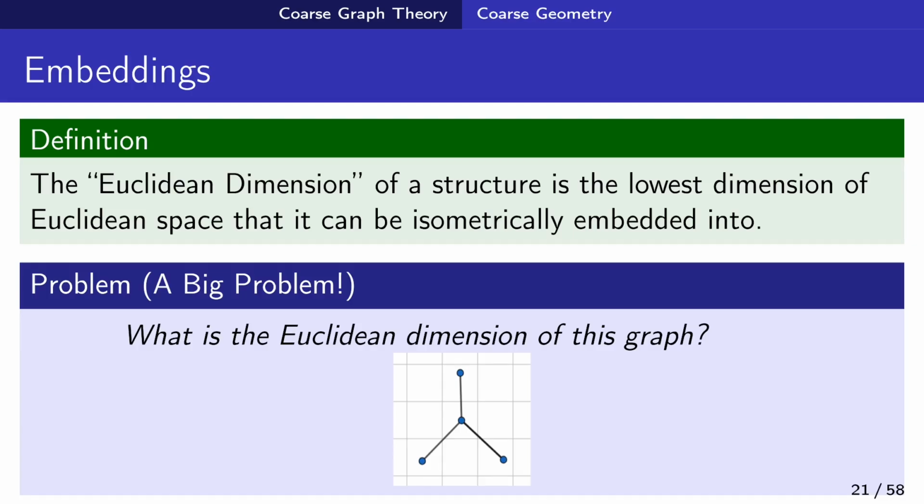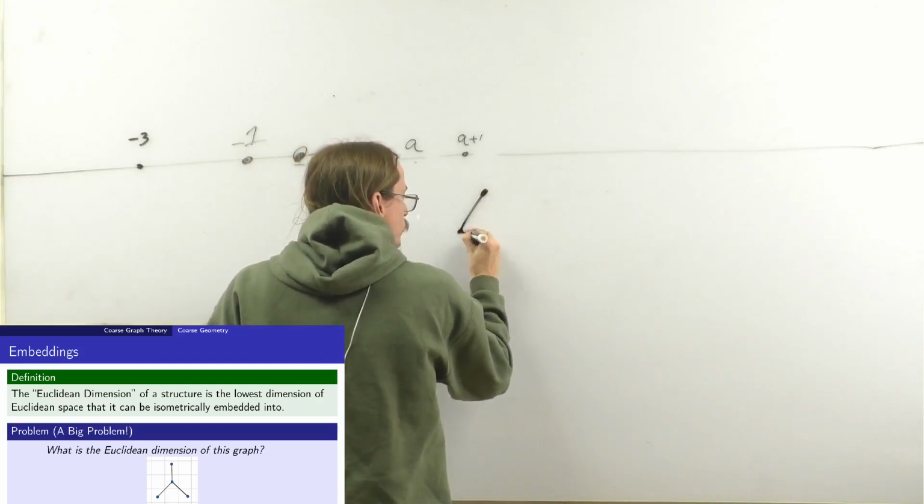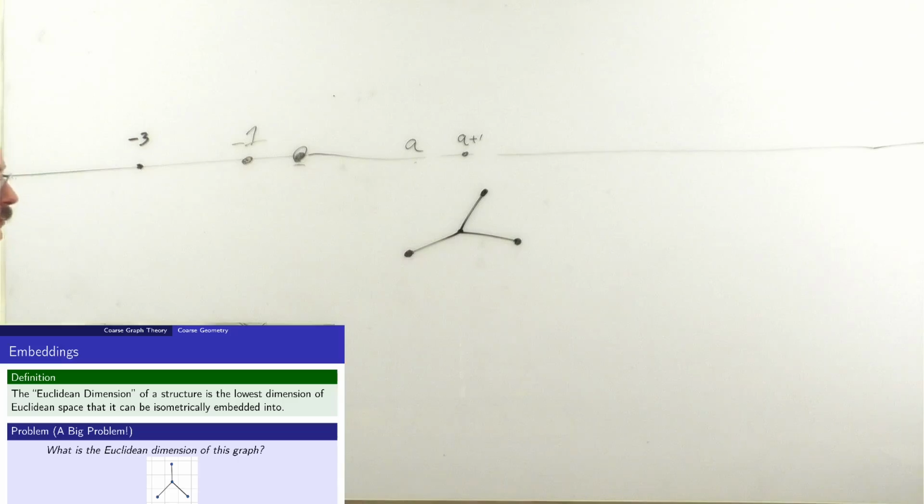How about that thing? That thing is a point. Then we've got 3 little spokes that come off of it. Okay.